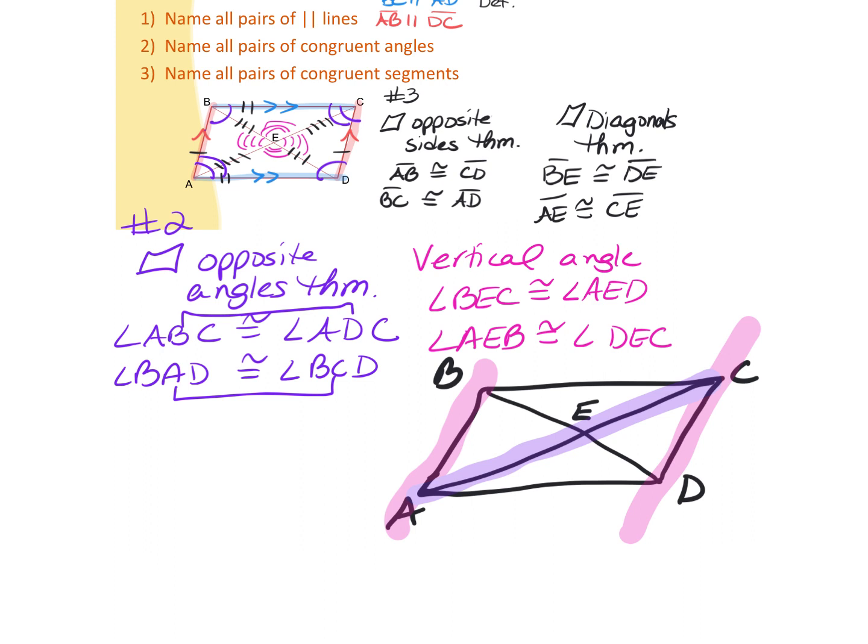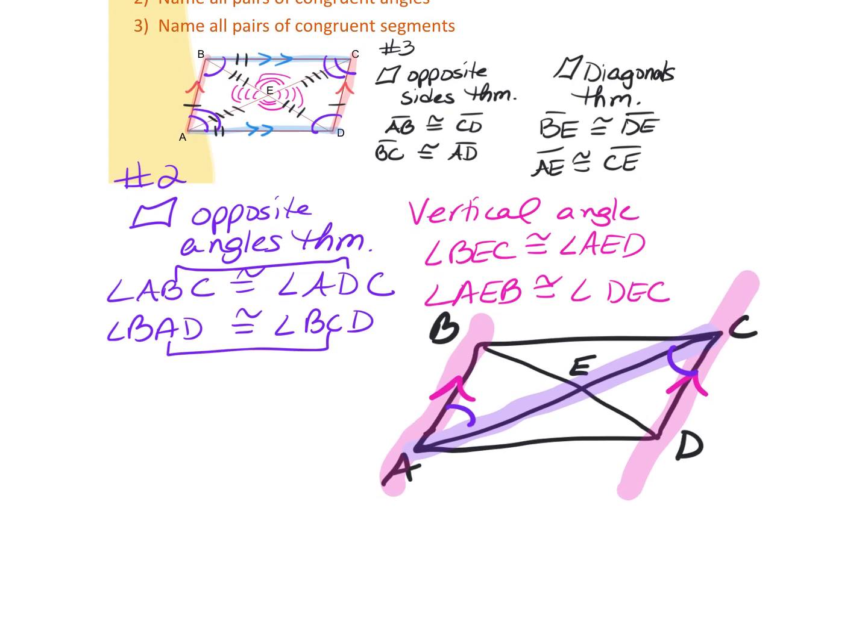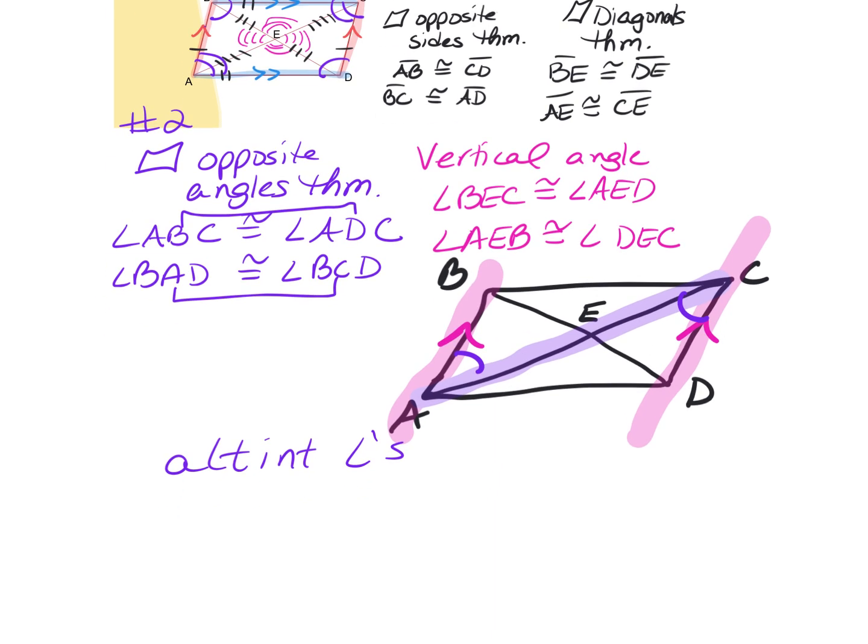Now, since I have parallel lines here with AB parallel to CD, if I use AC as a transversal, since these are parallel, then I can see that I have congruent alternate interior angles here. So my alternate interior angles that are congruent is going to be angle BAC is congruent to angle DCA.